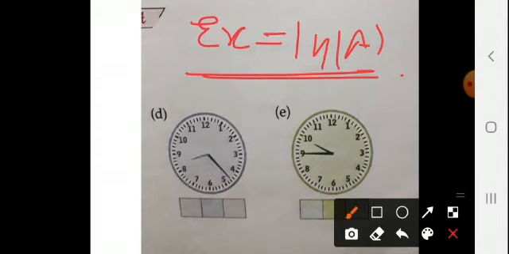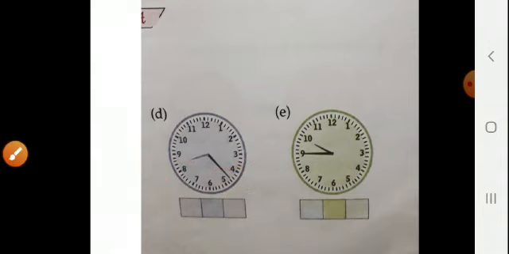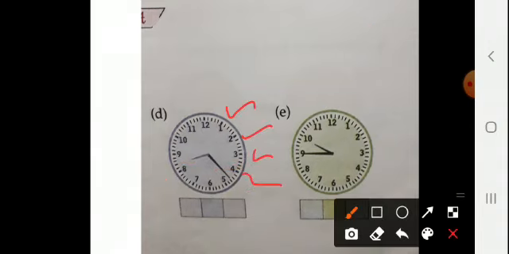The smallest needle, or the smaller needle, is the hour hand, and this is the minute hand. Okay, dear students, each and every number counted here is a multiple, or a table, of 5. That means 5 ones are 5. That means 5 minutes.